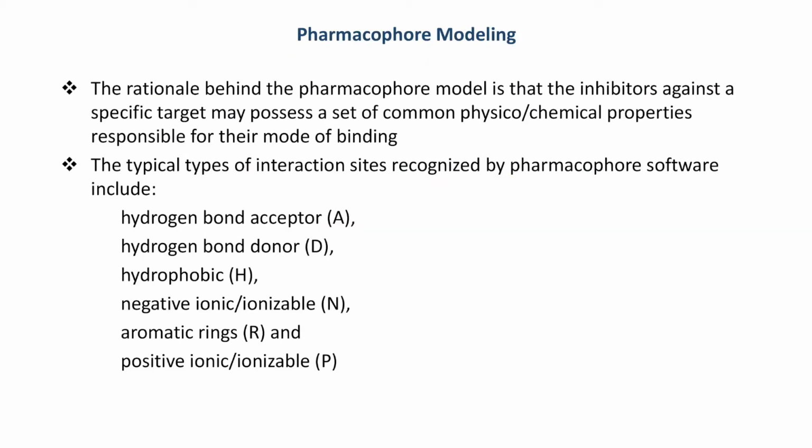Pharmacophore modeling is based on the principle that if a group of ligands are known to inhibit a particular biological target, this means all these compounds that are inhibiting the biological target should possess some common physicochemical properties that may be responsible for the observed biological activity. The typical types of interactions recognized by pharmacophore modeling include hydrogen bond acceptor, hydrogen bond donor, ring aromatic feature, hydrophobic interaction, and positive and negative ionizable properties.